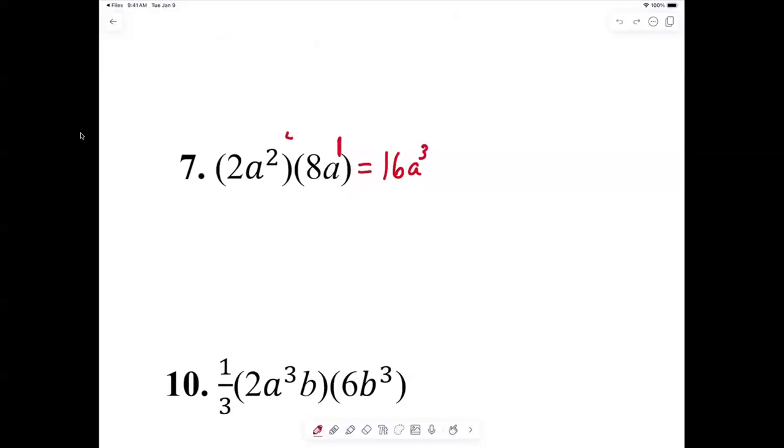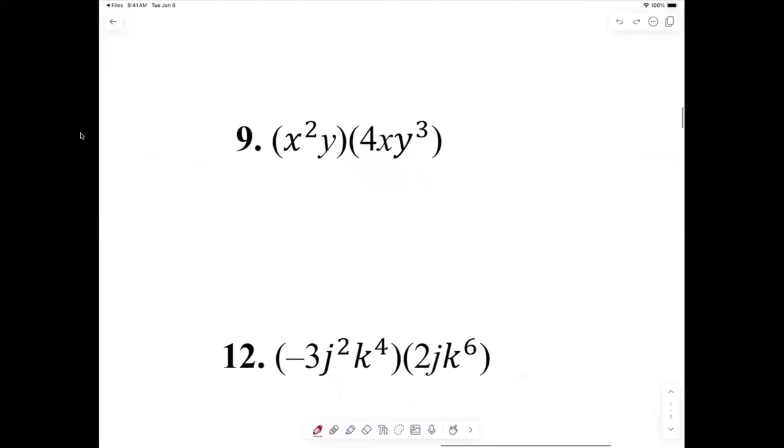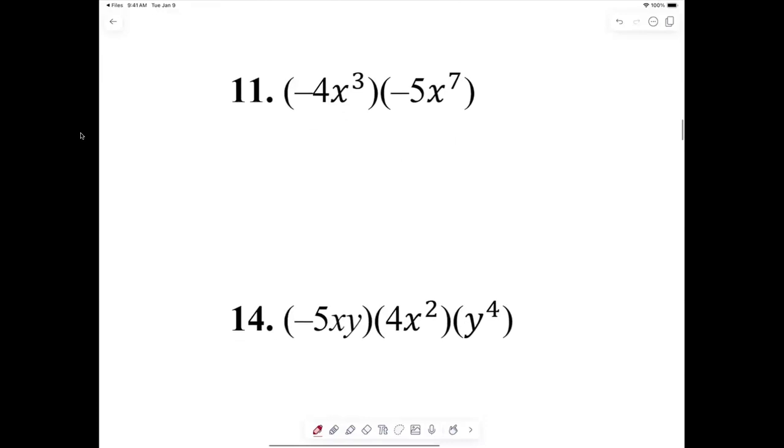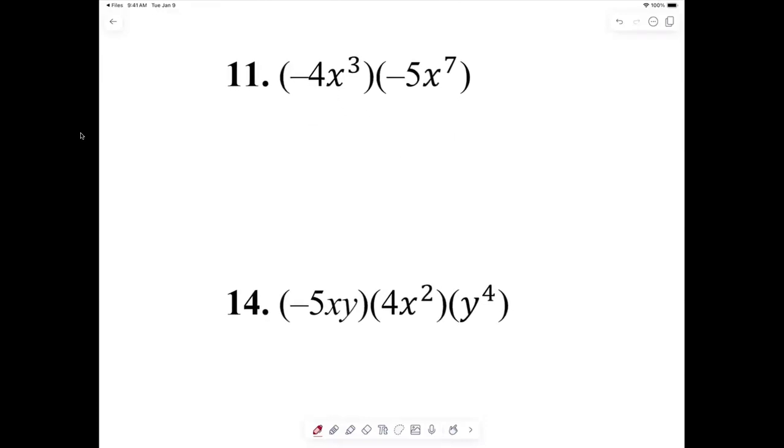All right. Here we go. Number 9. Where are we at? Go. 4x cubed, right, because there's a 1 here, and y to the 4th. You agree with that or not? You good? 4x cubed, y to the 4th. Any problems? All right, knock out 11, please. Go. 20x to the 10th.